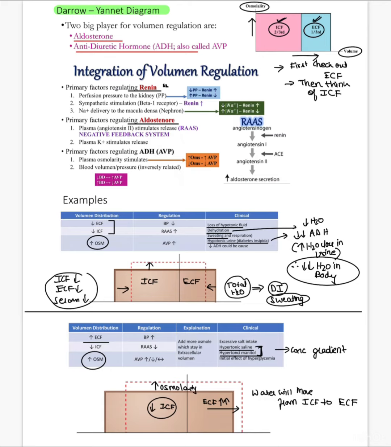When will this happen, guys? When we are losing water, that is in dehydration, in sweating. And diabetes insipidus. What happens in diabetes insipidus? There is a decrease in ADH. ADH prevents the loss of water. When there is a decrease, more water will be lost in urine. As a result, body water will decrease, and osmolarity will increase, guys. This is very easy now, guys.